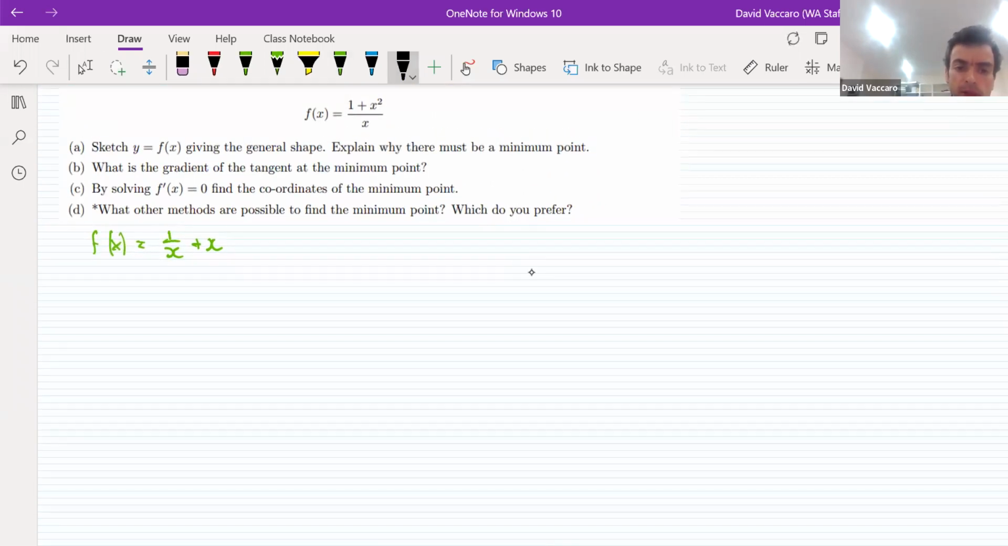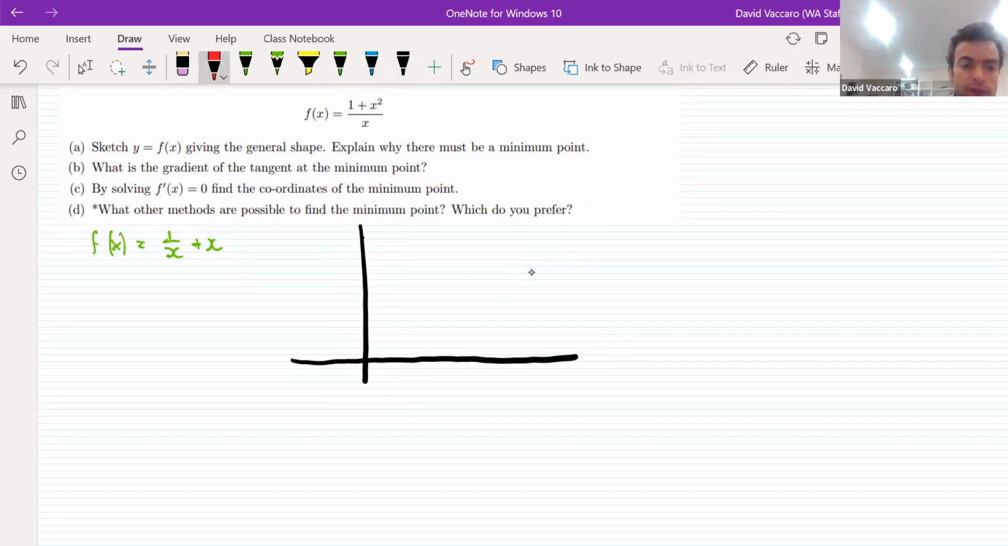And now we can start to build up the sketch piece by piece. So if x is small, so if x goes to 0 from above, 1 over x goes to positive infinity, x goes to 0, so f of x goes to positive infinity. So the first thing that we know is that the graph starts here.